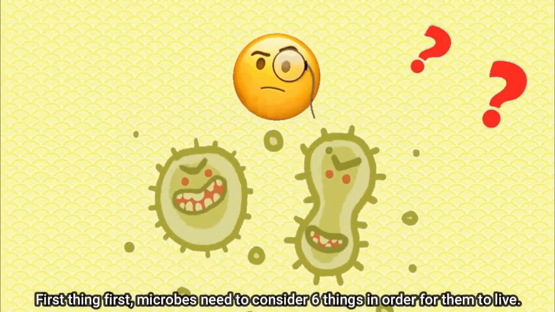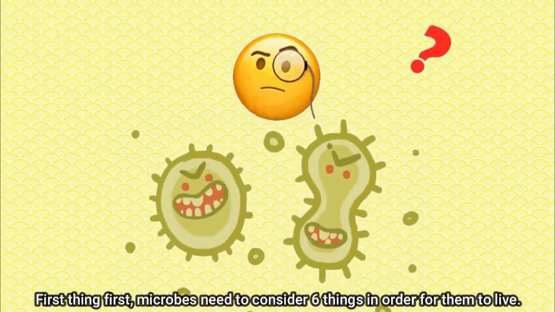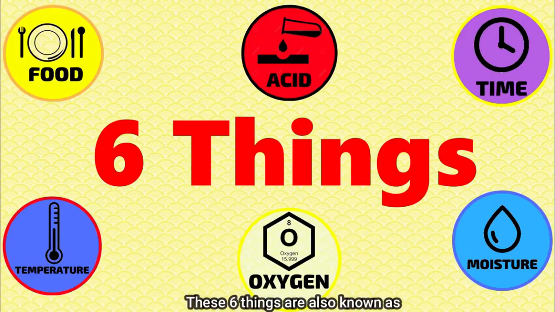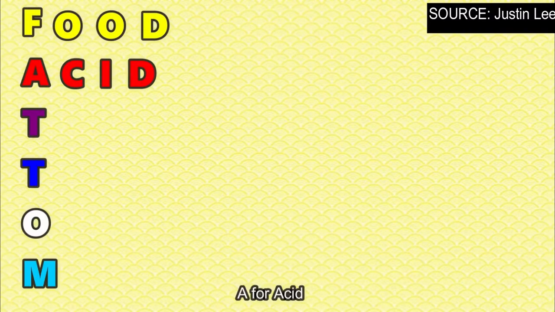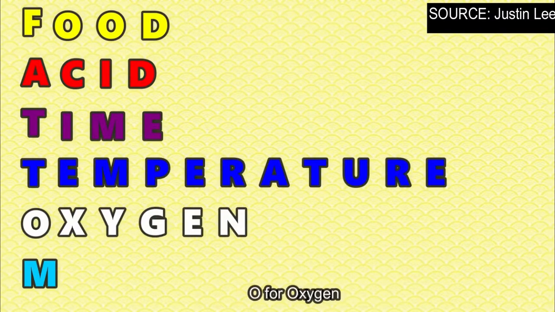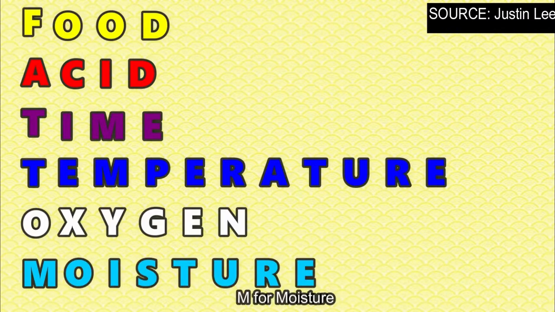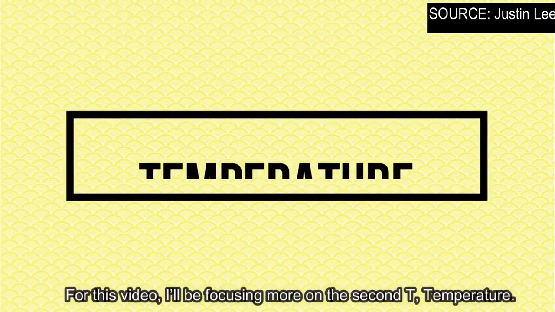First things first, microbes need to consider 6 things in order for them to live. These 6 things are also known as FATTOM. F for food, A for acid, T for time and temperature, O for oxygen, and M for moisture. For this video, I'll be focusing more on the second T, temperature.